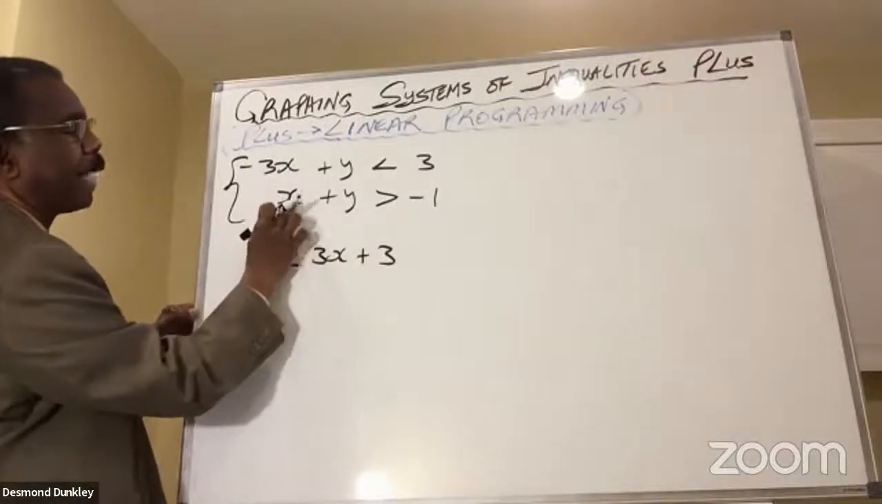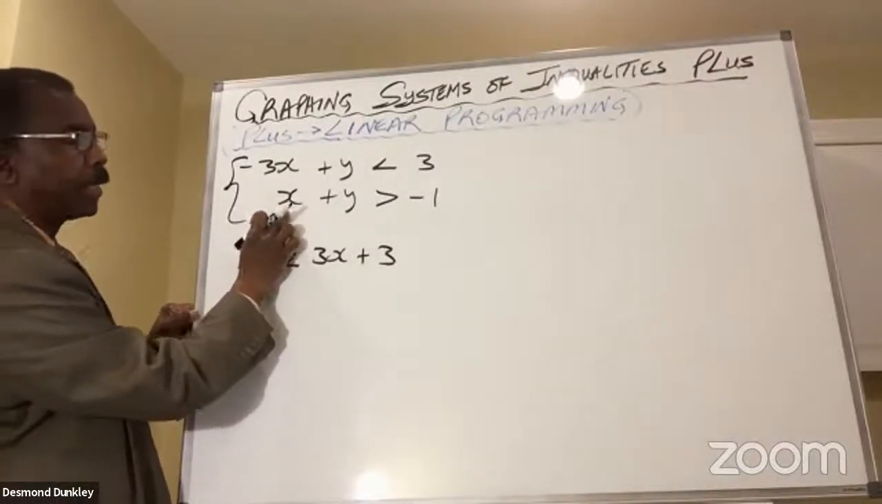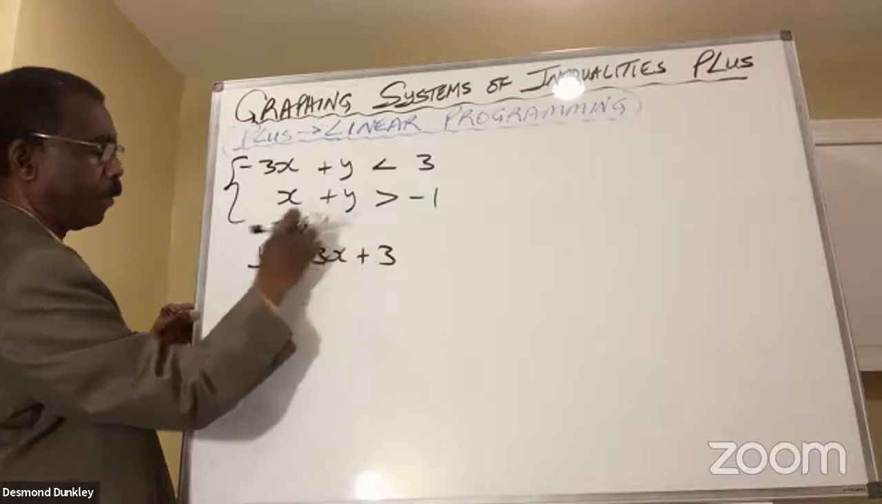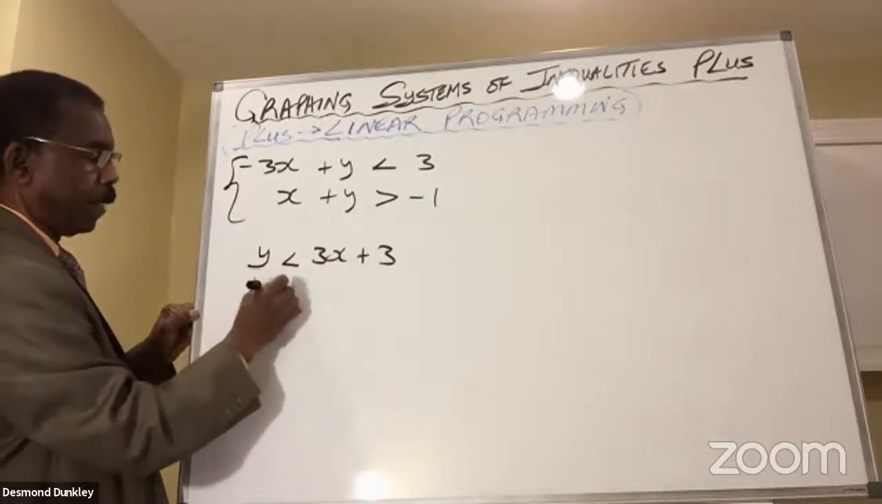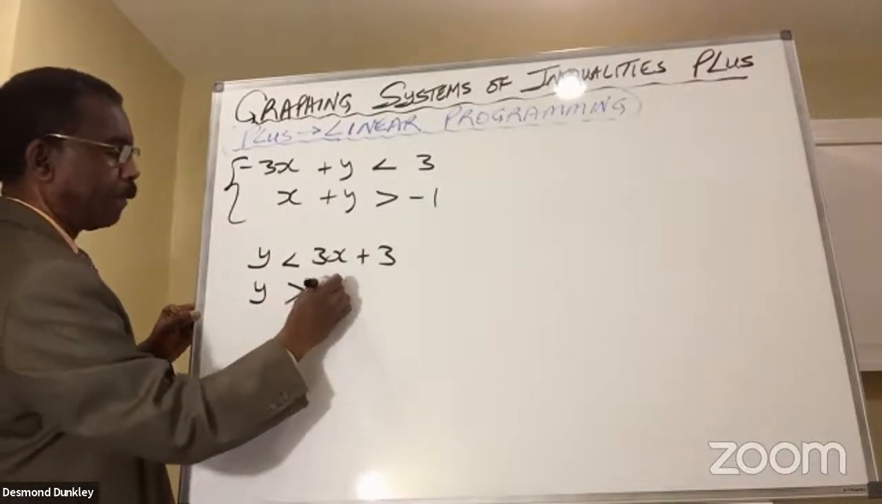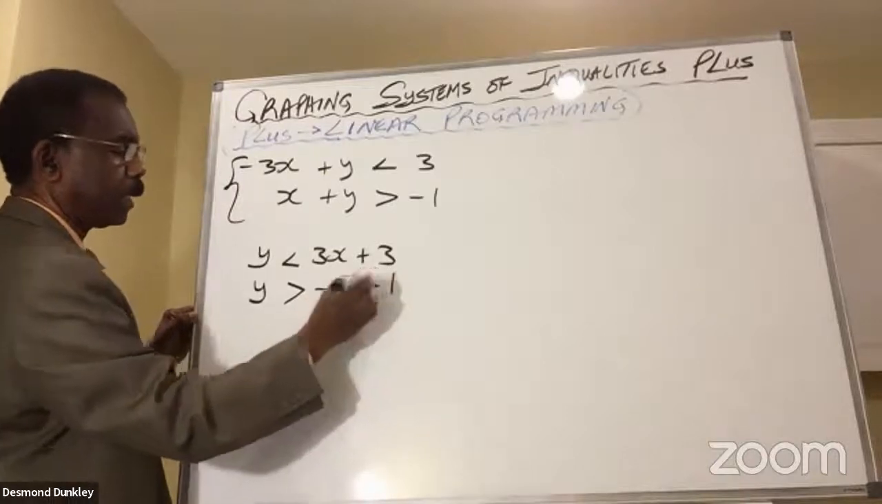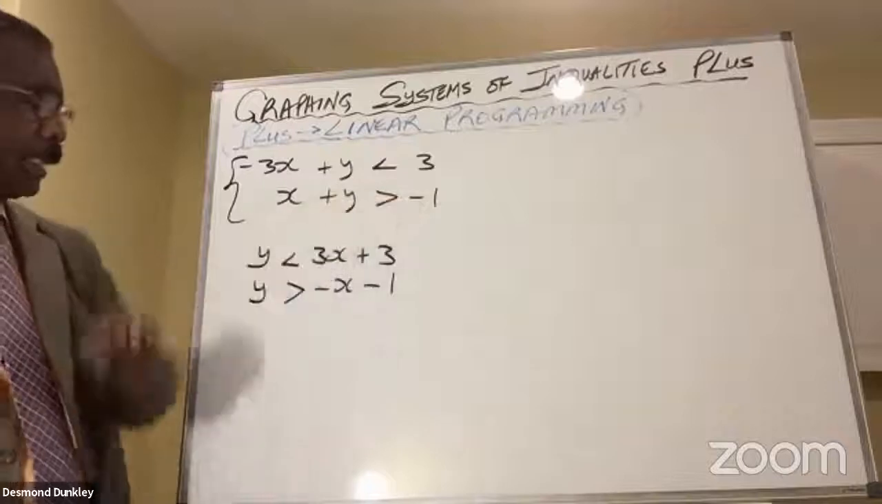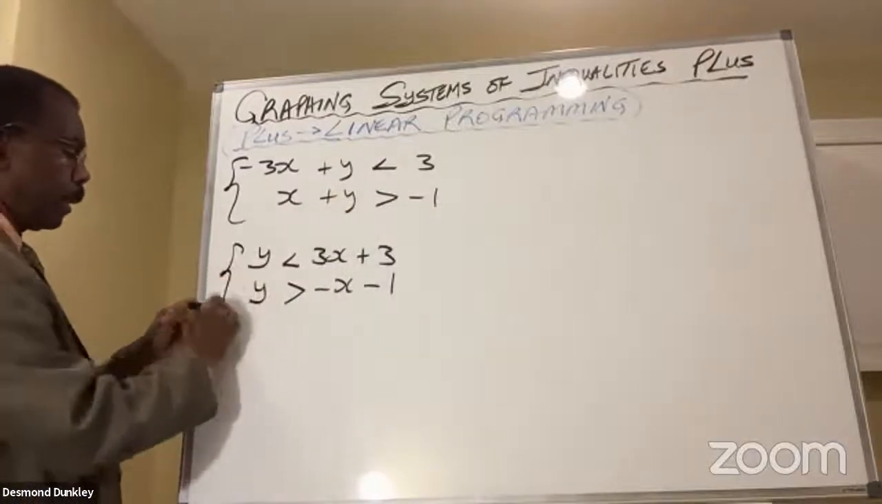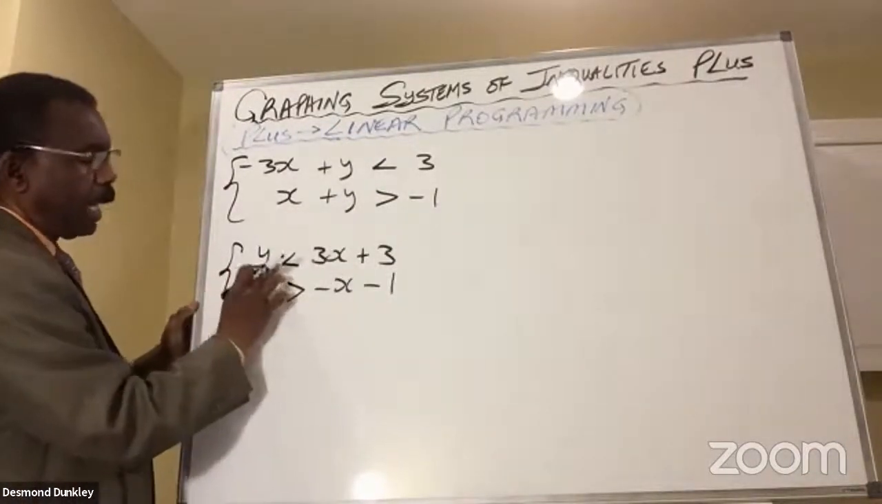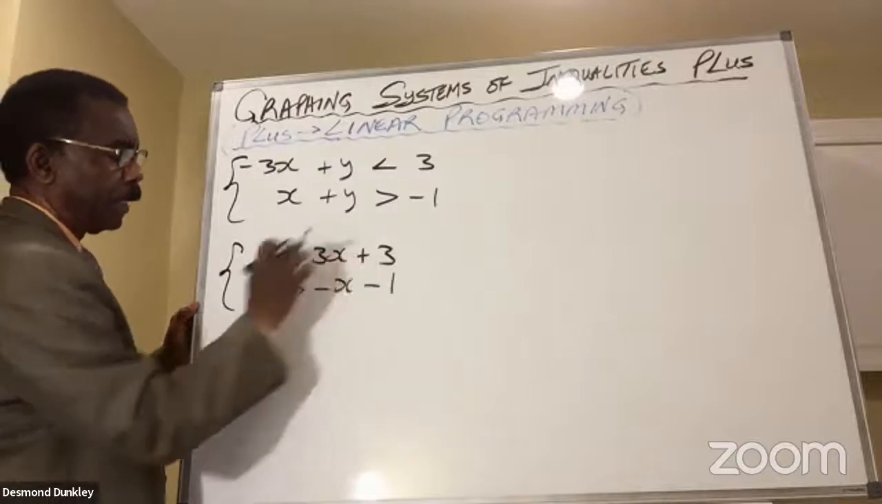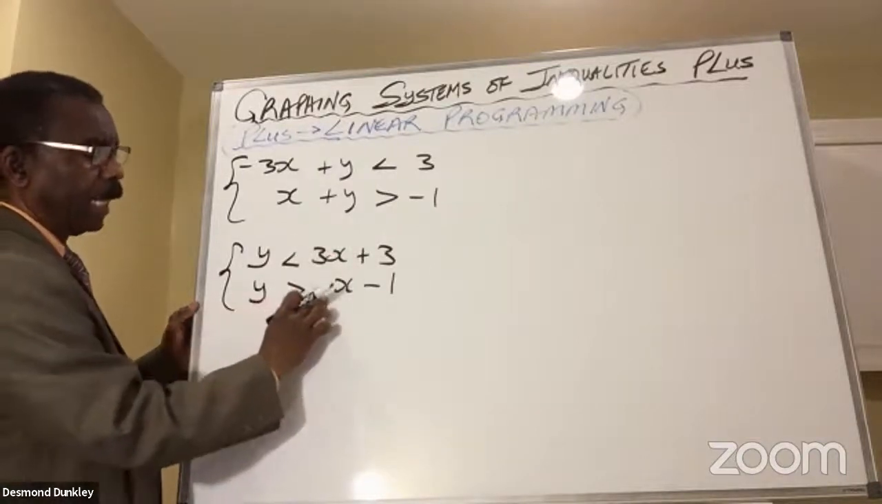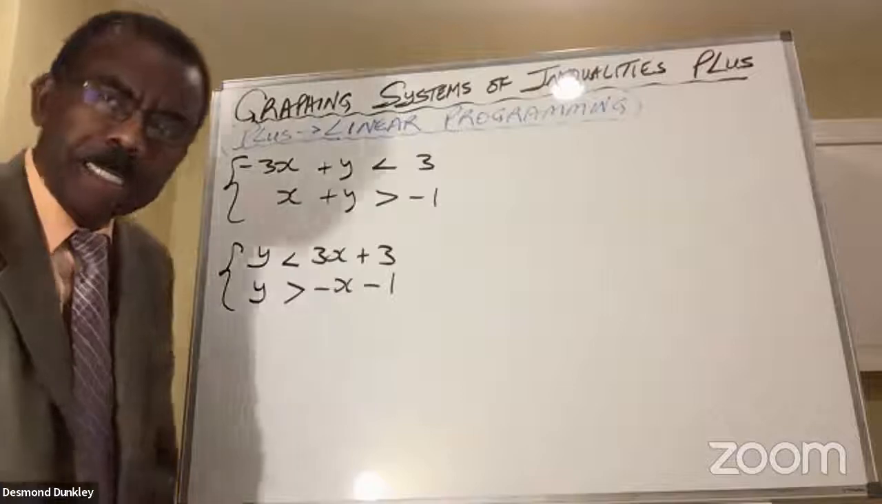For this one, I'm going to have to subtract x so that I'm left with just y alone. So I end up with y greater than negative x minus 1. When I subtract x, it becomes a negative x over that side. So now these will be my boundaries, y equals 3x plus 3, and also y equals negative x minus 1. Let's see what that looks like.